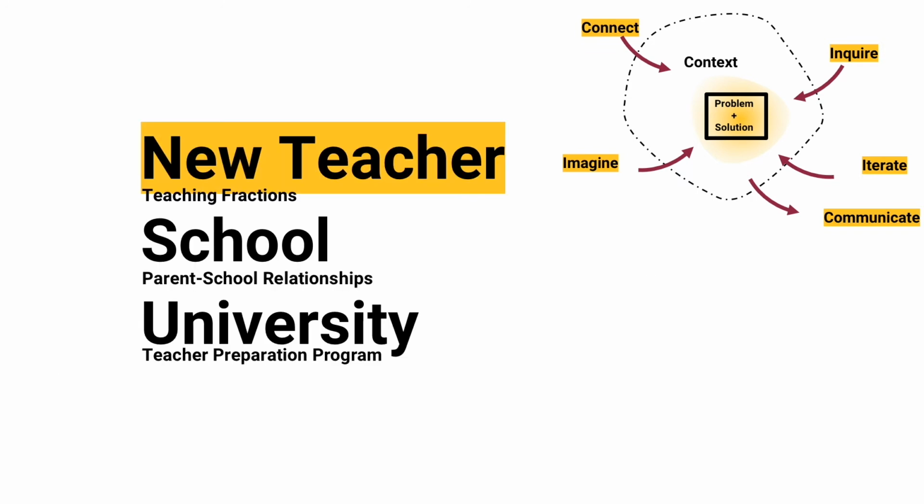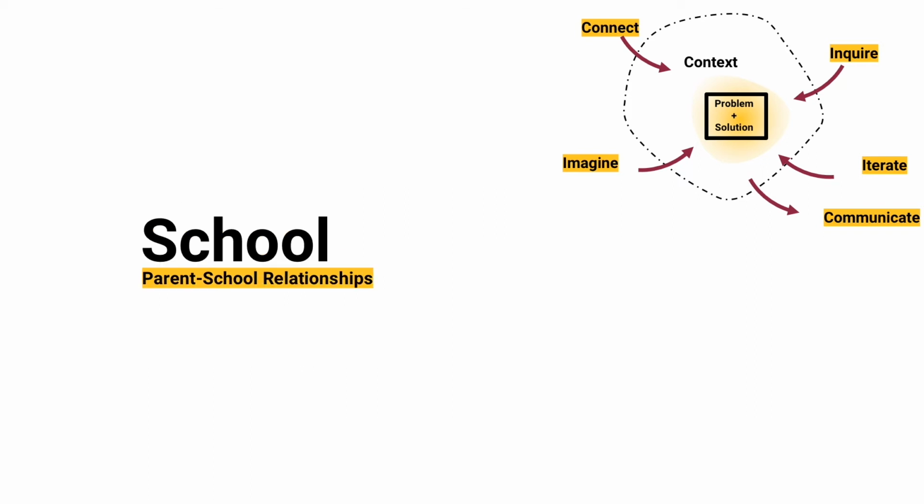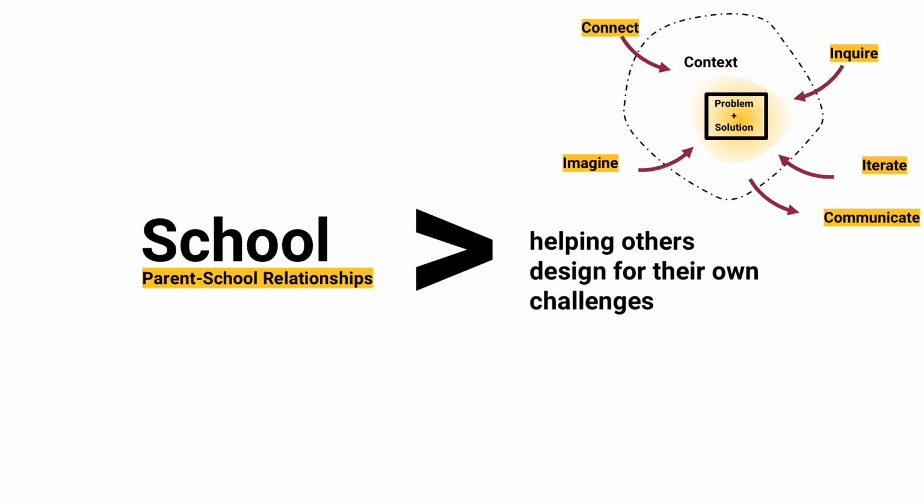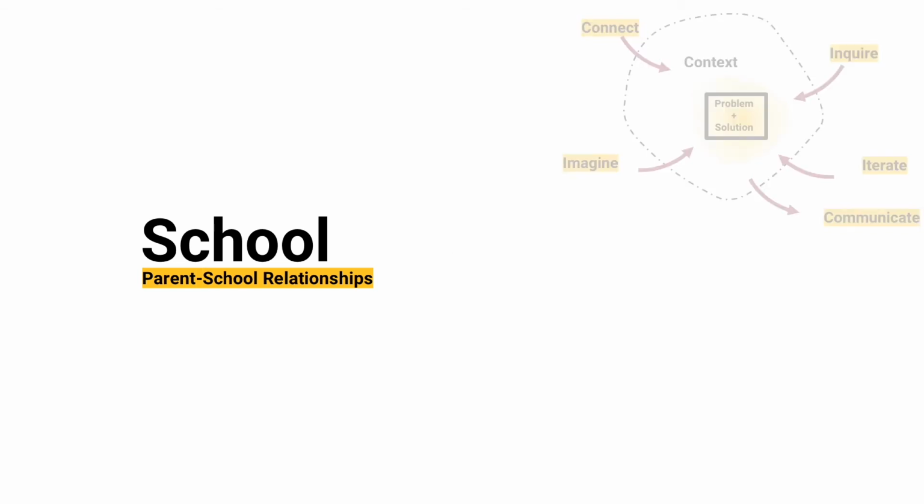This was just one example of how we could use the principled innovation design process within the context of a K-12 classroom. Now let's look at how the model applies to other contexts. Let's pretend a school district has asked us to help them improve parent-school relationships. This project is similar to the new teacher example we discussed earlier. However, whereas before we were designing something for our students, this time we are helping others design something for their own challenges. We start again with context.